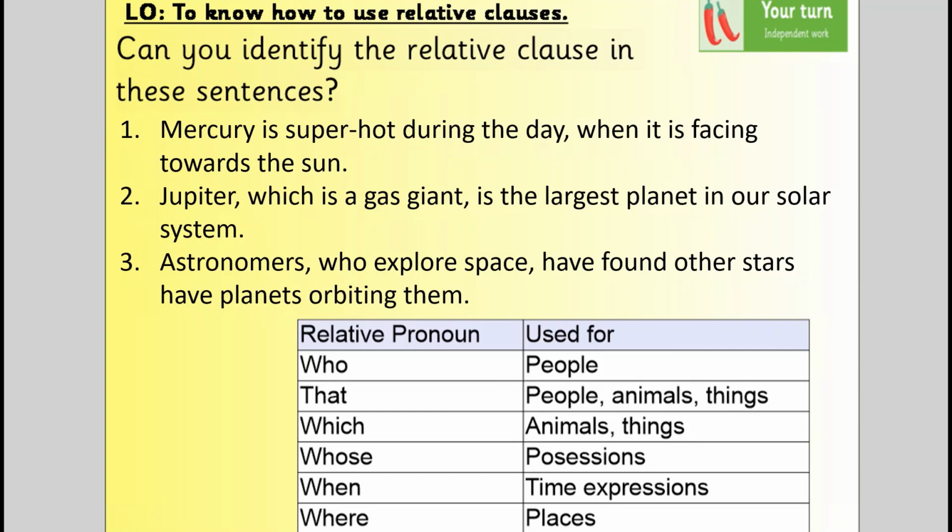Okay, hopefully you've had time to identify the relative clauses in these sentences, and now it's time to check through your answers. Mercury is super hot during the day when it is facing towards the sun. When being my relative pronoun. 2. Jupiter, which is a gas giant, which being my relative pronoun, and that being my relative clause, is the largest planet in our solar system. And the third one, astronomers, who being my relative pronoun, explore space, have found other stars have planets orbiting them. So well done if you got all those right.